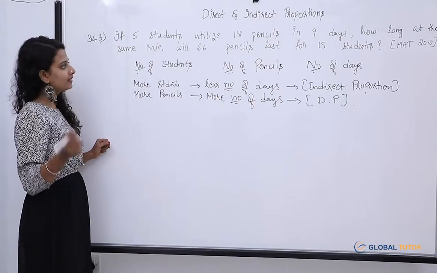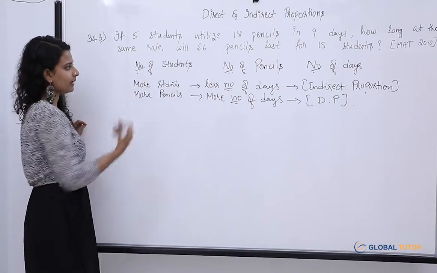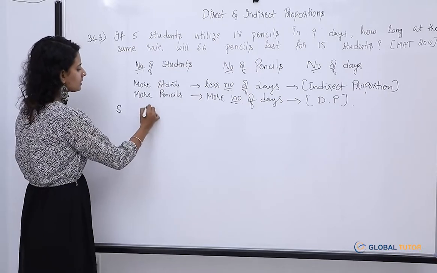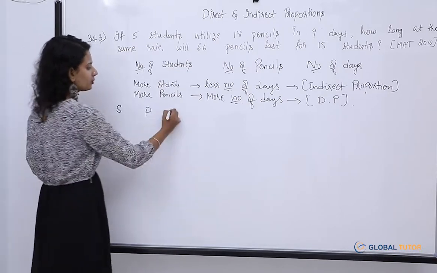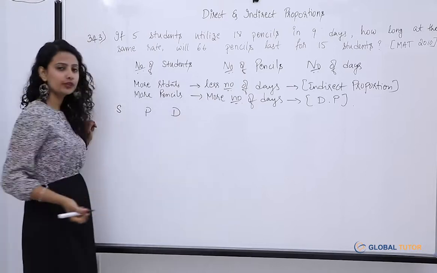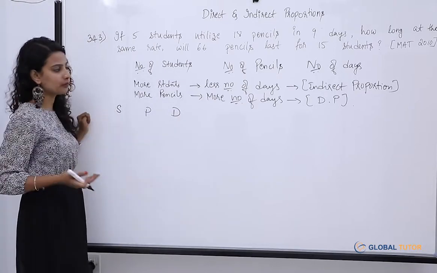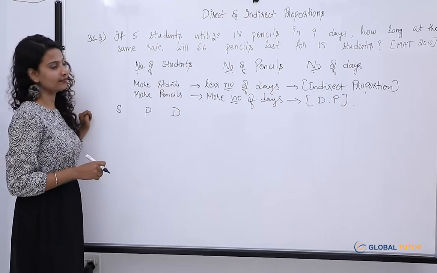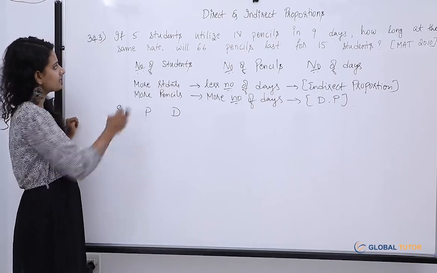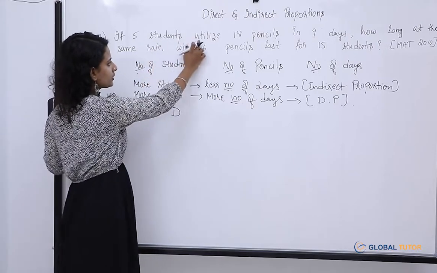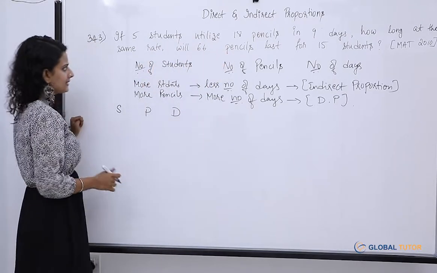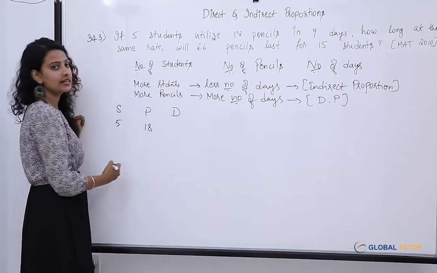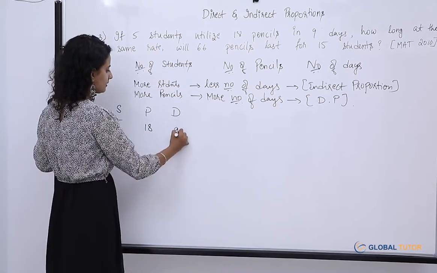Now let us write three columns because we have three parameters. The first one is students, second is pencils, the third is number of days. I am writing the number of days at the end because we have to find the number of days. Firstly, let us write the given data. In the first statement, it is written 5 students utilize 18 pencils in 9 days.